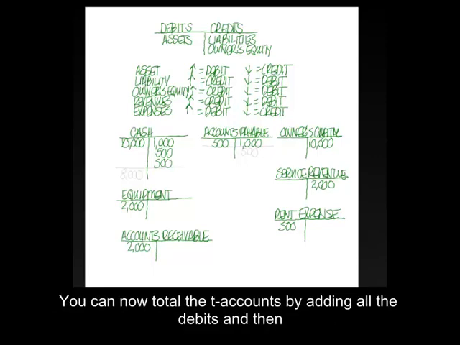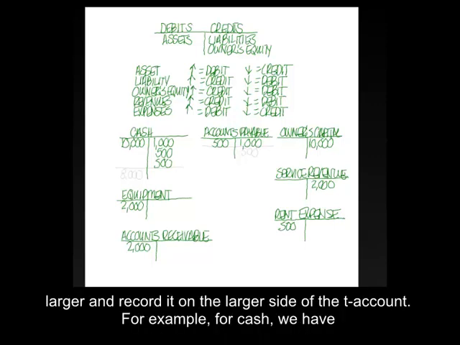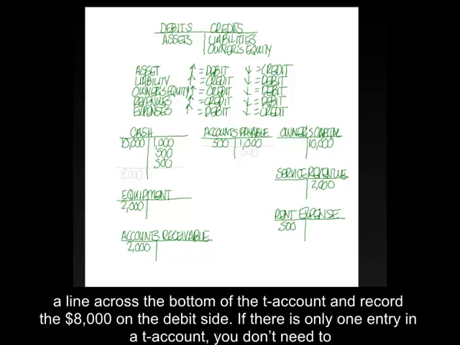You can now total the T accounts by adding all the debits and then adding all the credits. To combine debit and credit totals to get one ending account balance, you subtract the smaller from the larger and record it on the larger side of the T account. For example, for cash, we have $10,000 in debits and $2,000 in credits. So you would subtract the $2,000 from the $10,000 to get $8,000 as the ending balance. Draw a line across the bottom of the T account and record the $8,000 on the debit side.